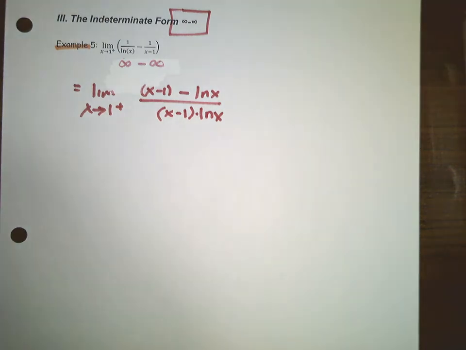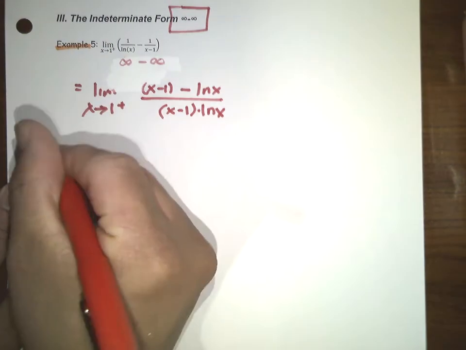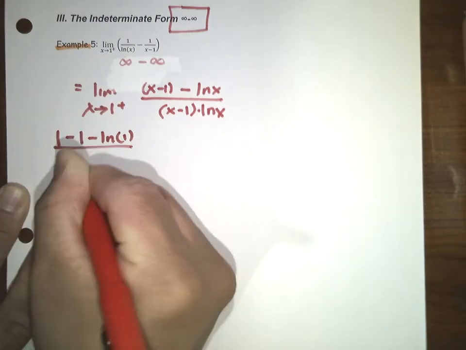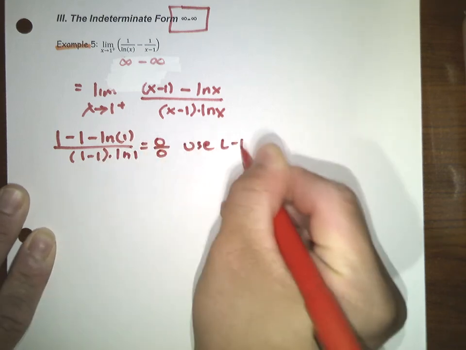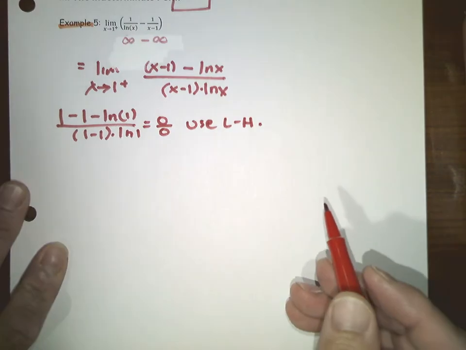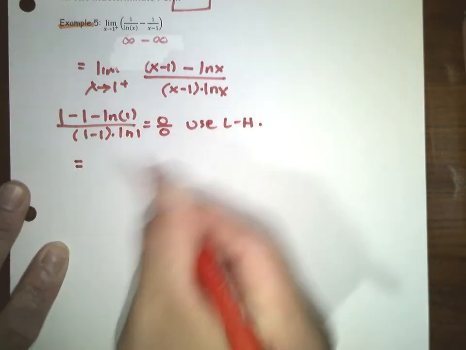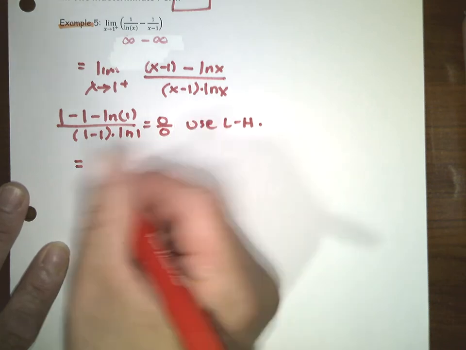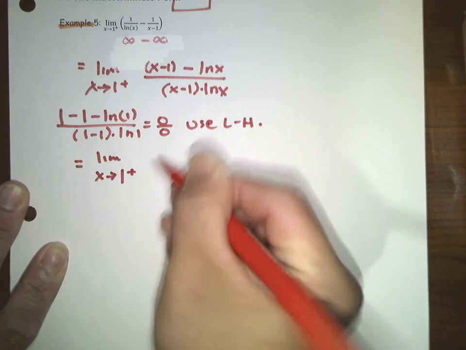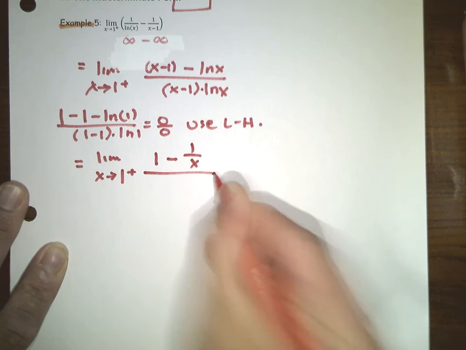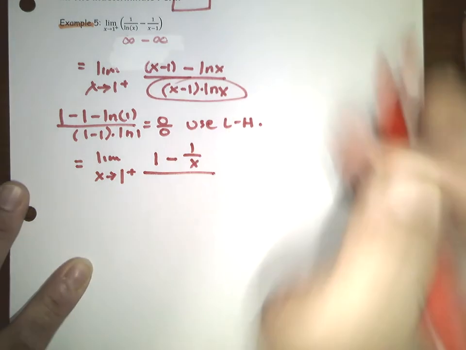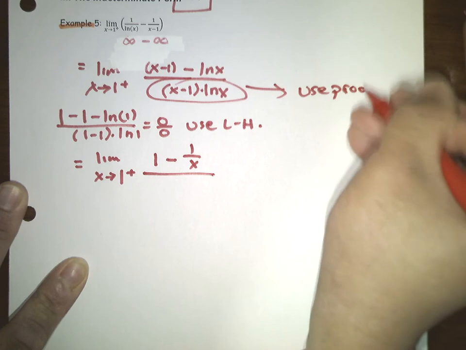So now I verify whether or not I can use L'Hopital's rule here. Well, 1 minus natural log of 1 over 1 minus 1 times natural log of 1. Well, that's 0 over 0 now, so I can use L'Hopital's rule. So now I will find the derivative of the numerator over the derivative of the denominator. So it's the limit as x approaches 1 from the right, the derivative of x is 1, the derivative of natural log of x is 1 over x. Then we need the product rule here in the denominator.